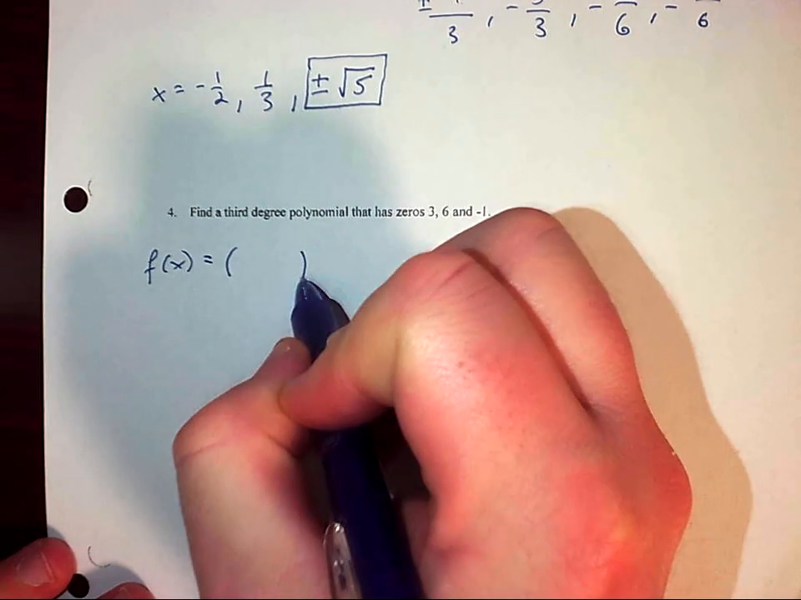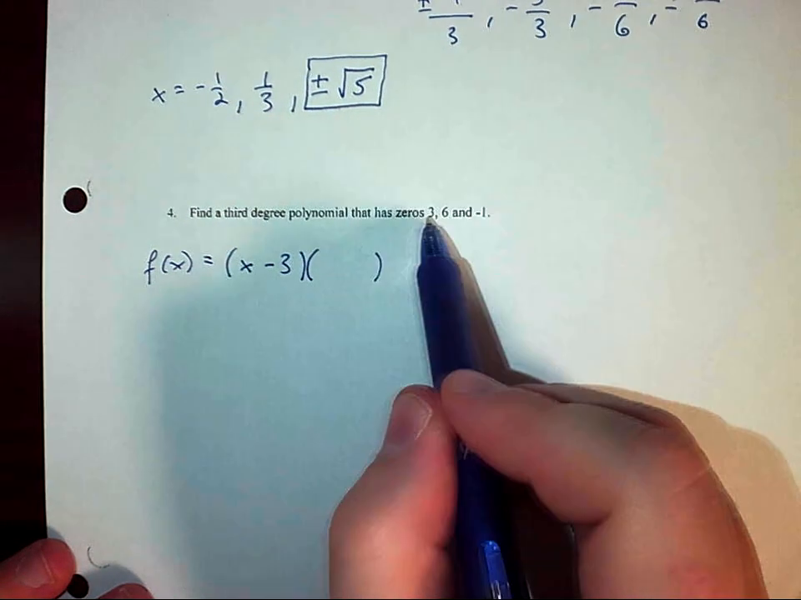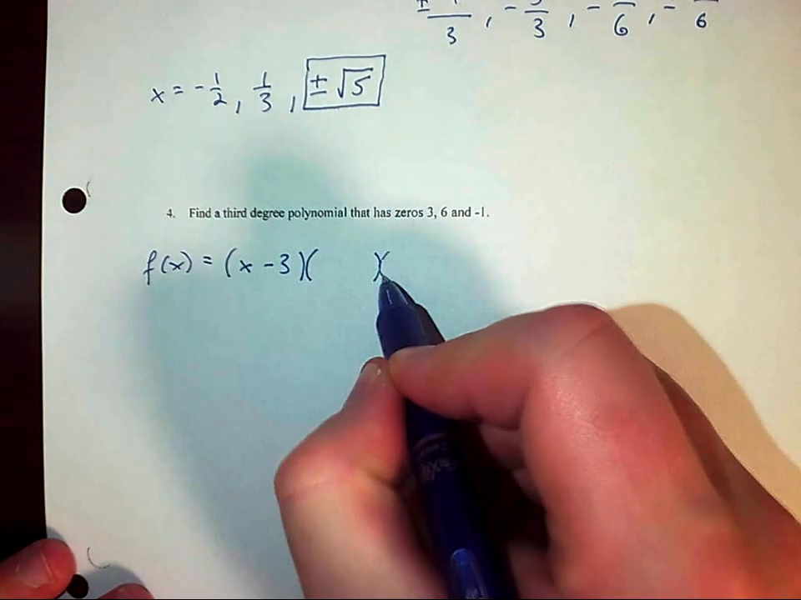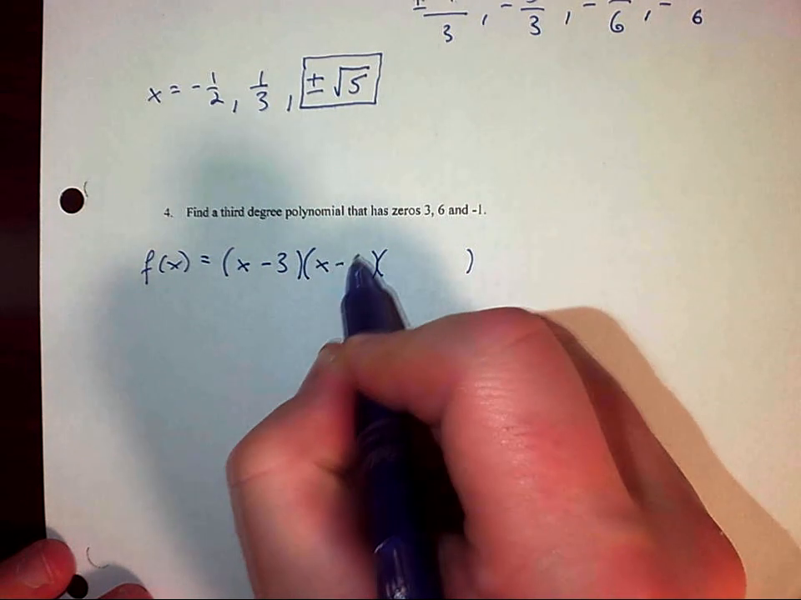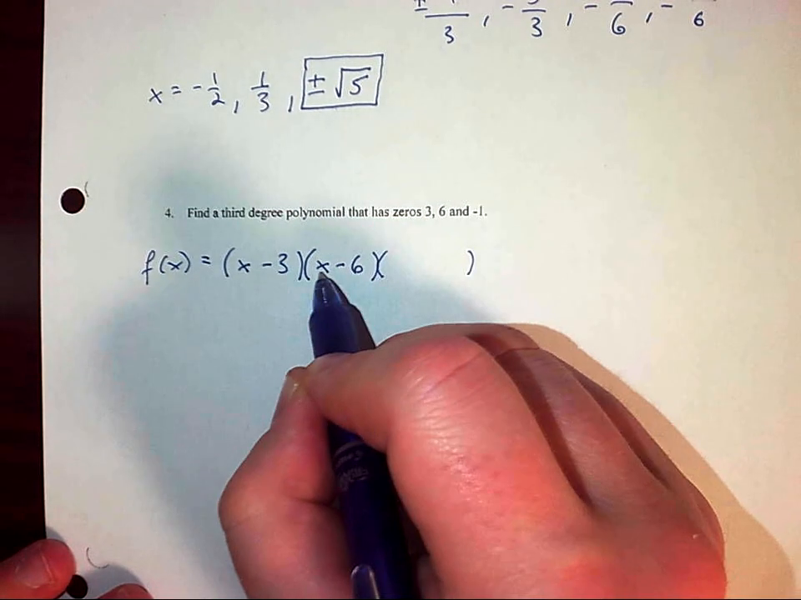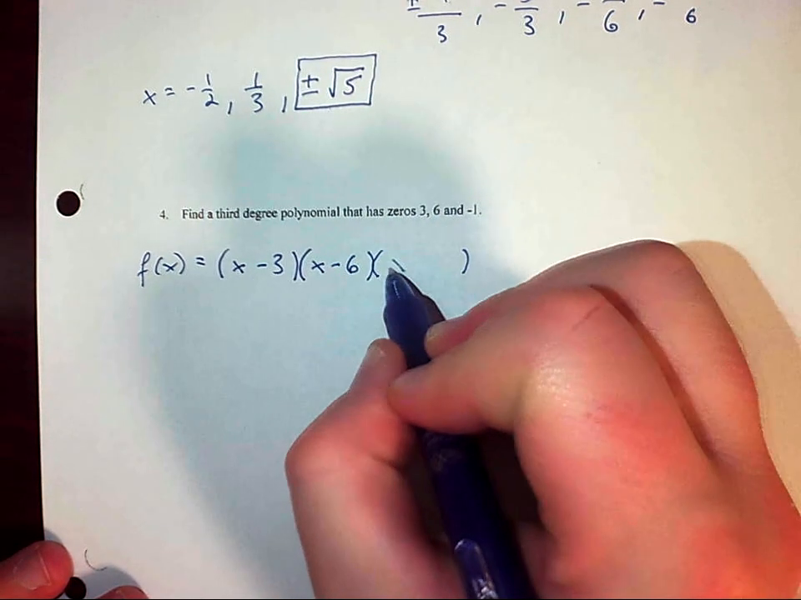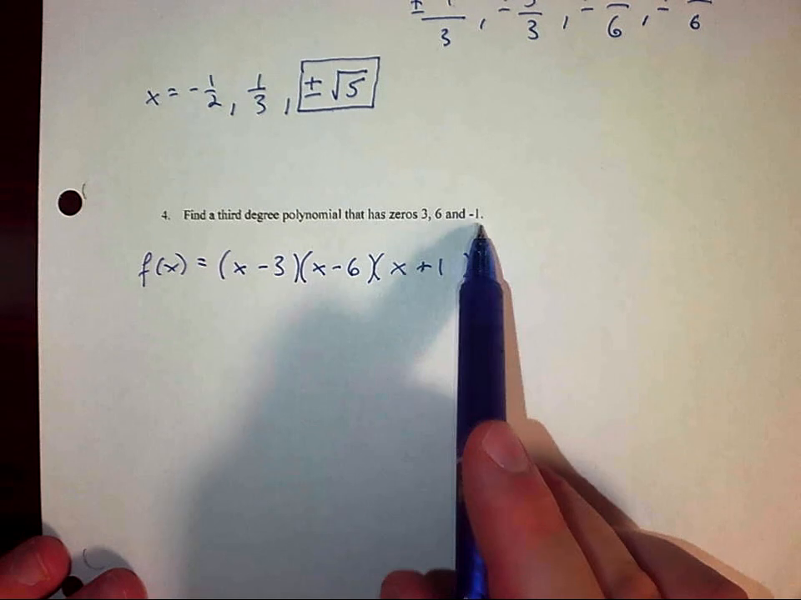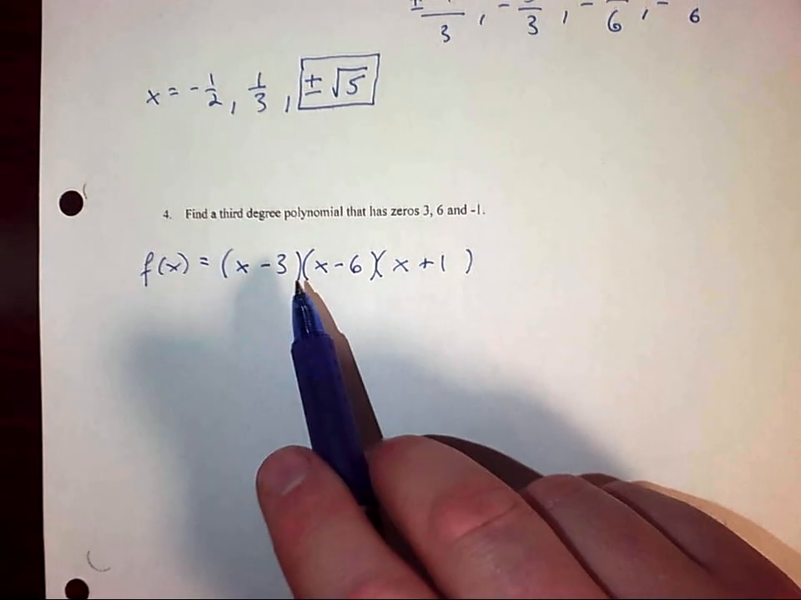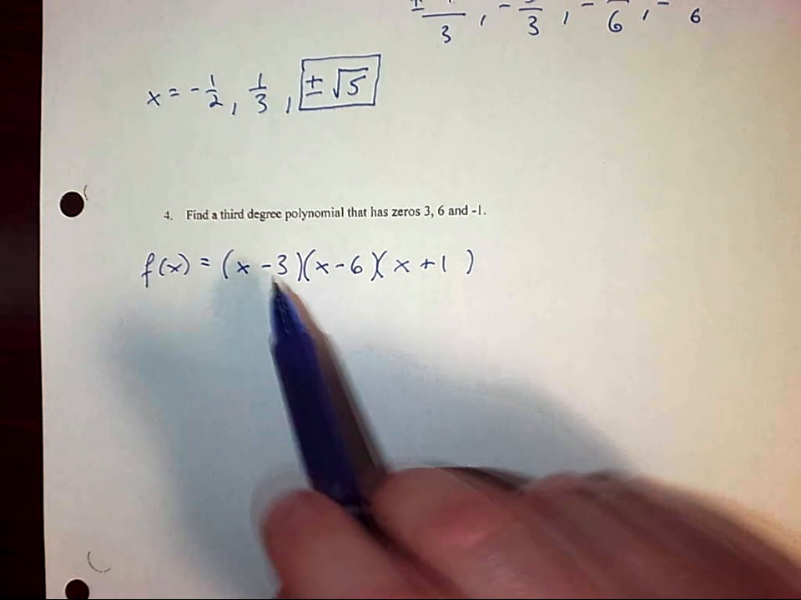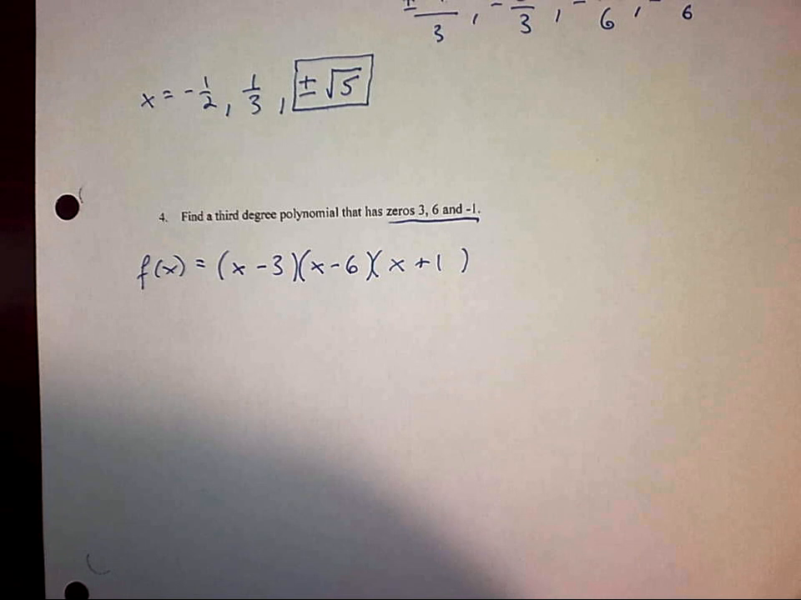So therefore, what we can have is x minus 3, right? Because here if I plug in 3, now this is going to be equal to 0. So whatever I multiply 0 by is always going to be equal to 0. I can have x minus 6, right? If I plug in 6 right here, this is going to be equal to 0. So that means that all of this is going to be equal to 0. And here I'll have x plus 1. So again, if I plug in negative 1 right here, then this is going to be equal to 0. So all of it's going to be equal to 0. So this right here is a polynomial that has these three things as zeros.